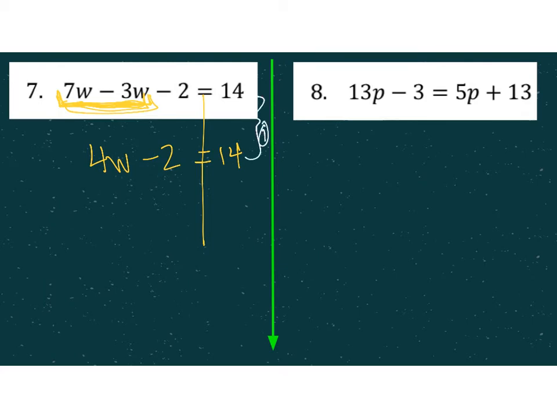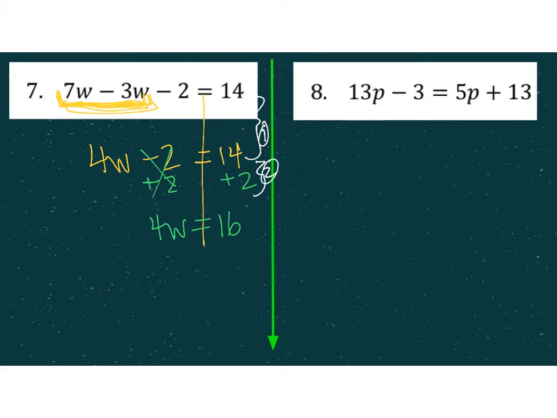The next thing that I'm going to do is get rid of that constant. I have a constant of -2, so I need to add 2 to both sides. I'm going to add 2 here. That makes that go away. Add 2 on the right, and I'm left with 4w is equal to 16. That was step number 2, by the way.